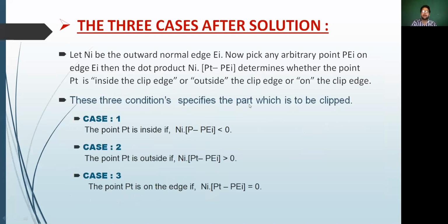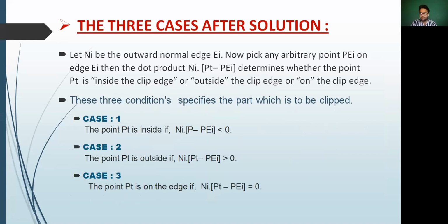Let Ni be the normal to edge Ei. Now pick any arbitrary point on edge Ei. Then the dot product Ni dot (Pt minus Pei) determines whether the point Pt is inside the clipping window, outside the clipping window, or on the clipping boundary. To study this in detail, I want to tell you something about this.